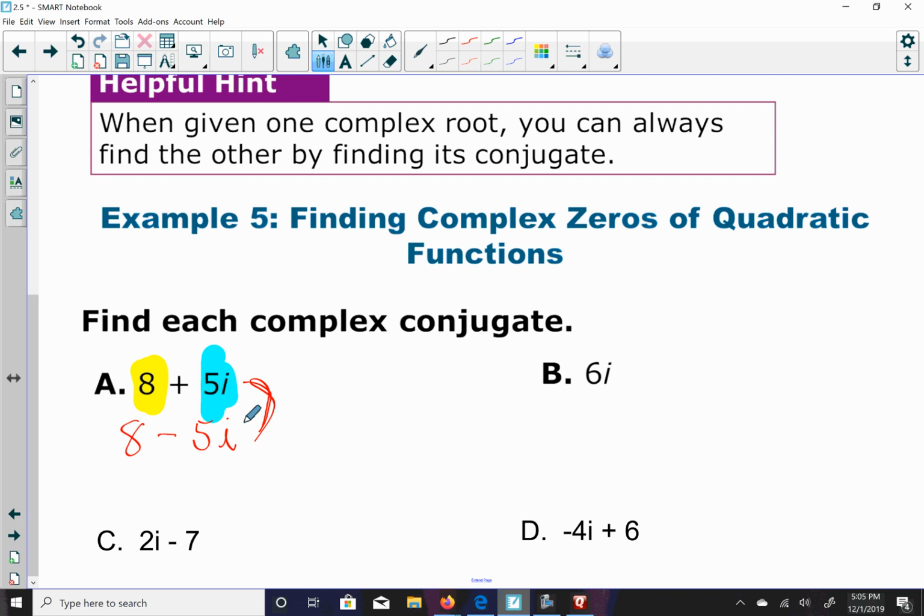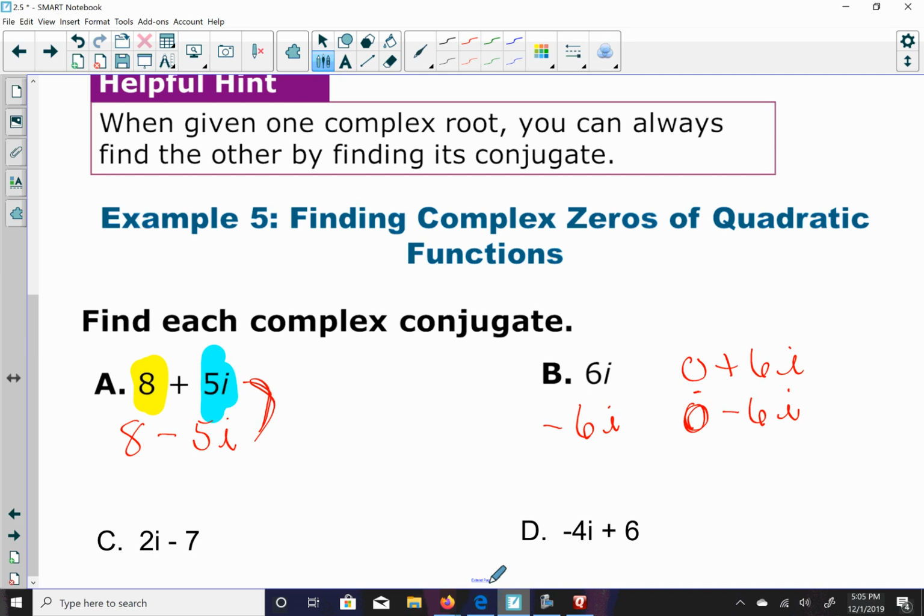Then when I look at B, I have 6i, which is a pure imaginary number. I can think of that as 0 plus 6i, where 0 is my real part and 6i is my imaginary part. To find the complex conjugate, I would leave the real part as 0, and then take the opposite of plus 6, which would be minus 6. So 0 minus 6i would be my complex conjugate, or I could just write negative 6i. Either one would be fine.